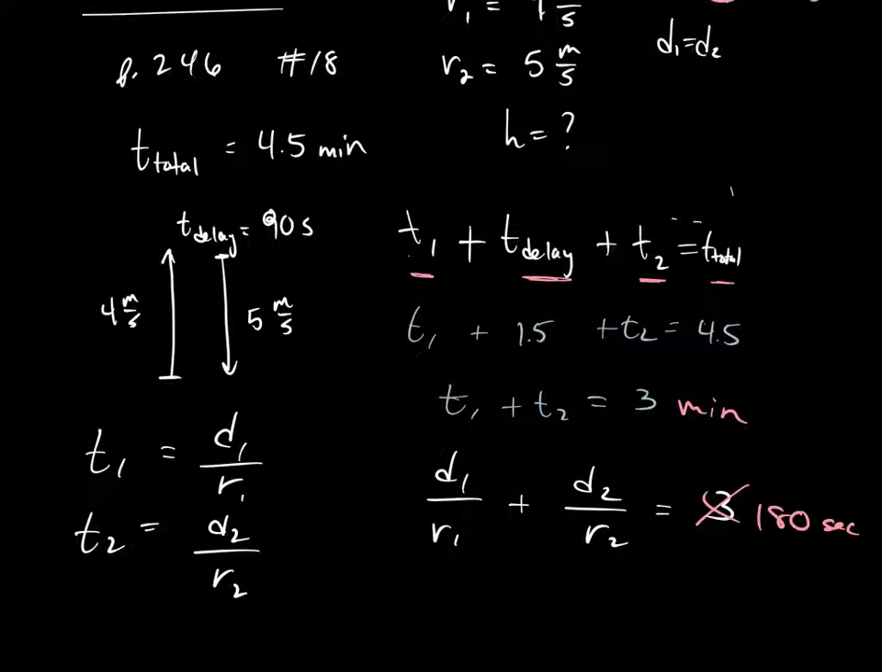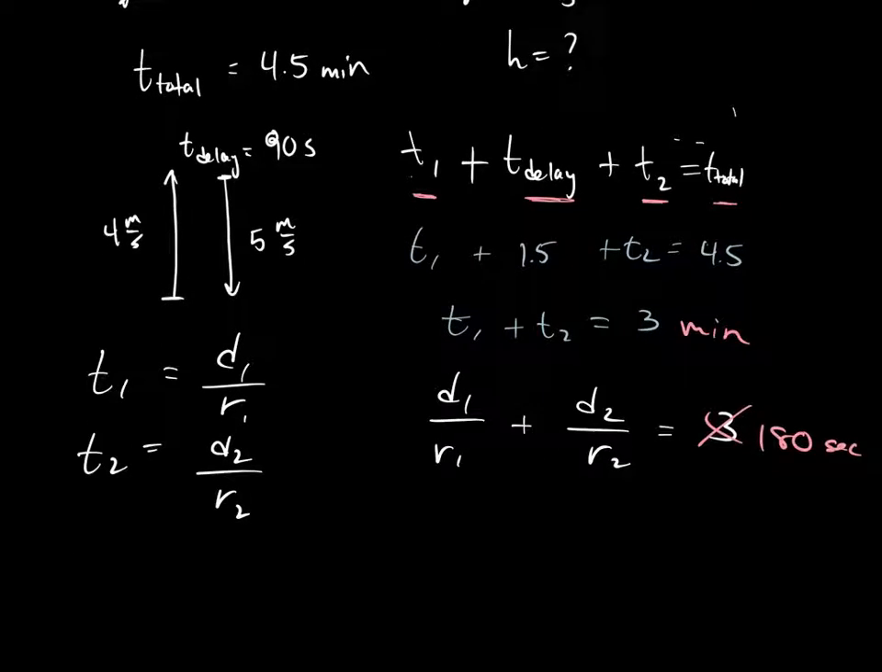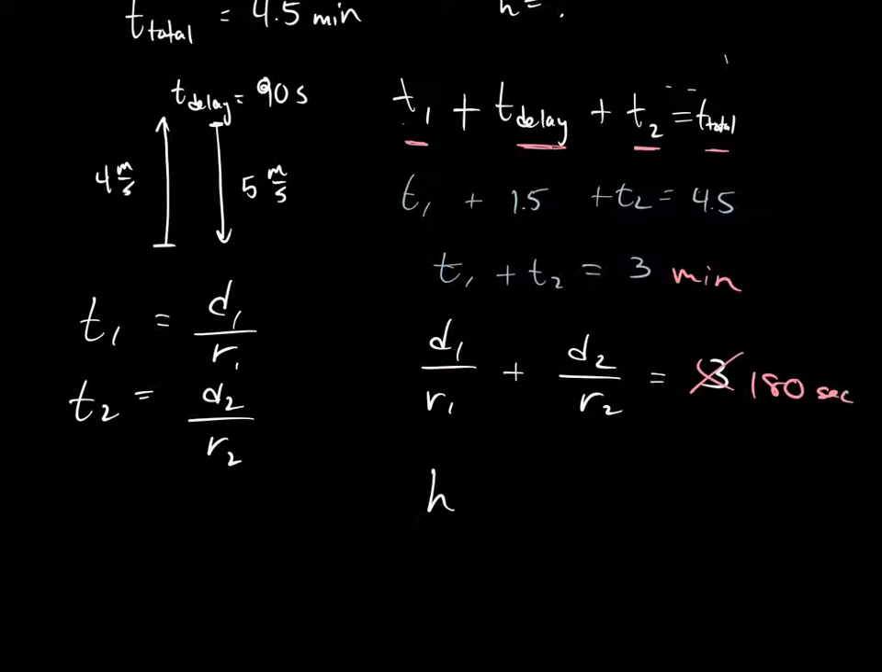Now, D1 and D2 are the same, so call them just H. It's the height of the building. Whatever D1 is, it's just the height of the building. So this is H over 4 plus H over 5 equals 180. The hardest part about this type of question is coming up with the equation. And then the solution is not as bad, actually, right?